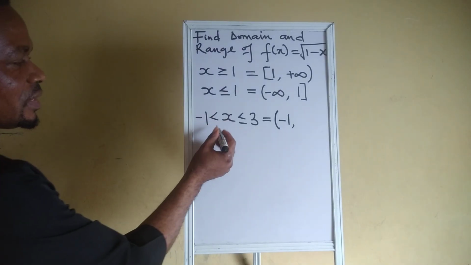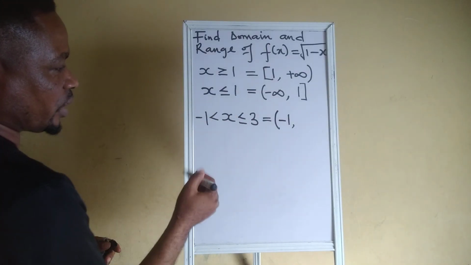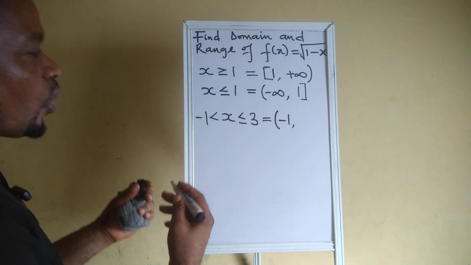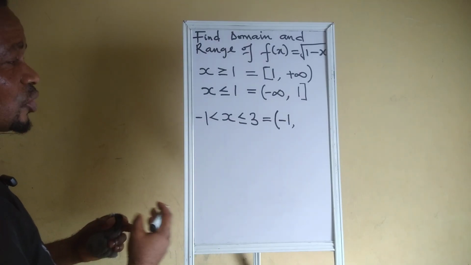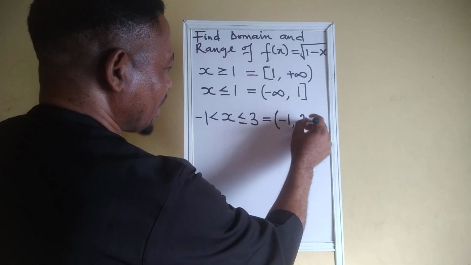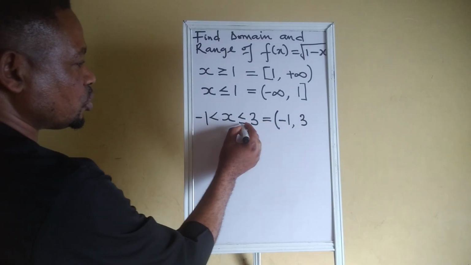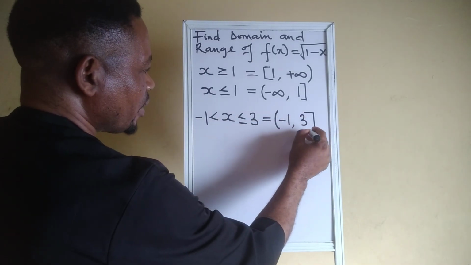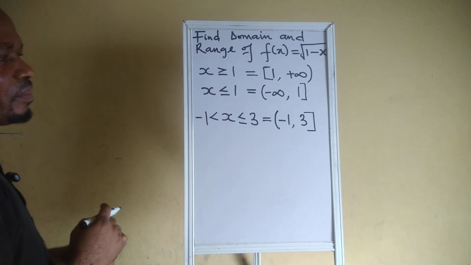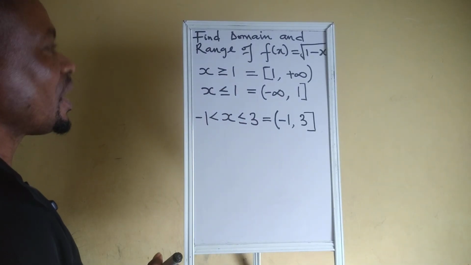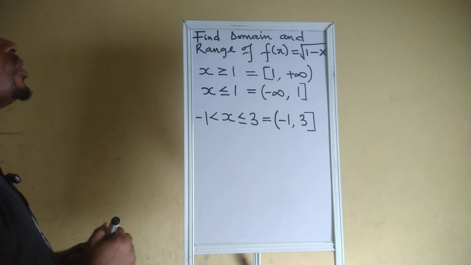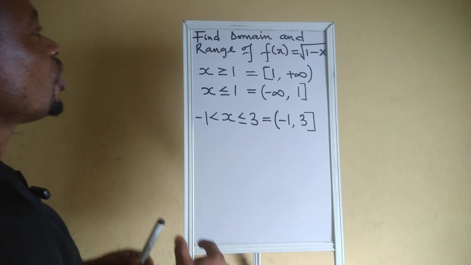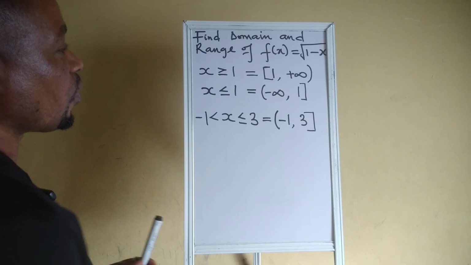Then the last of it is this, that x is less than or equal to 3. Can you observe this? There is an equality sign. So because of that, I will now write 3. Are you with me? Then I introduce a block bracket. Why? Because 3 is a member. So these are the approaches that we are going to use in order to determine the range and domain of a particular function.